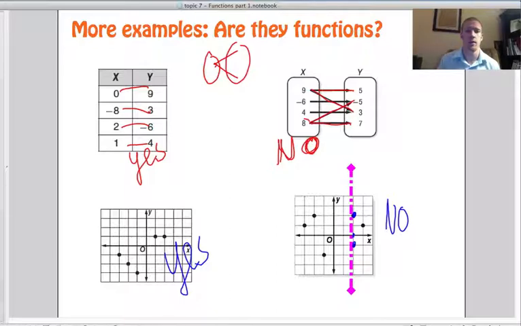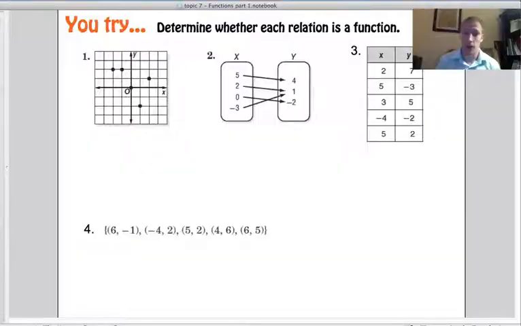Alright, so here is your You Try. And then there's a couple more examples.